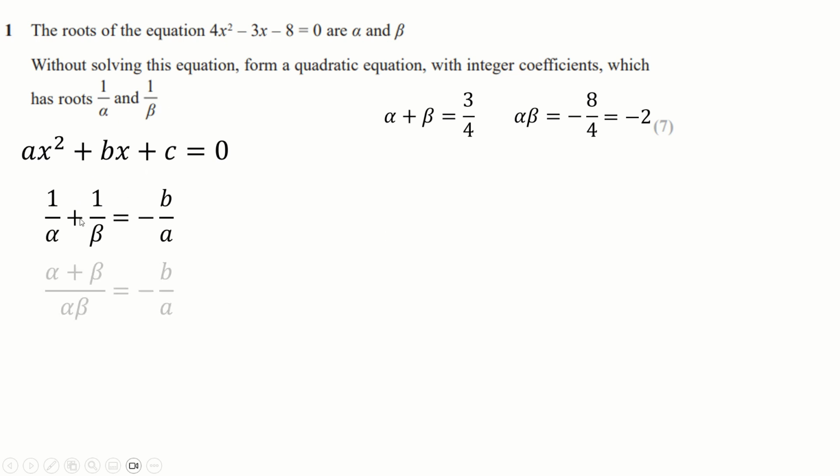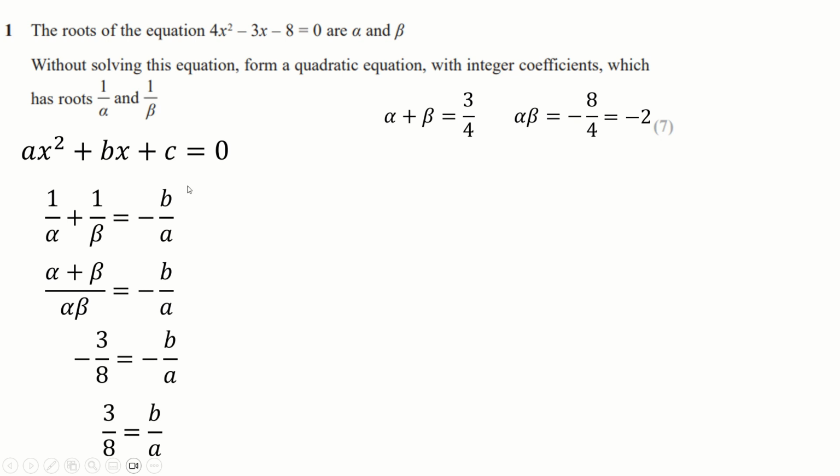But for now, let's combine these together, just doing this times beta over beta, and this by alpha over alpha, you end up with this. And then, of course, we know alpha beta is minus 2, and we know alpha plus beta is 3/4. 3/4 over minus 2 is minus 3/8, and we cancel the negatives, and we get that.